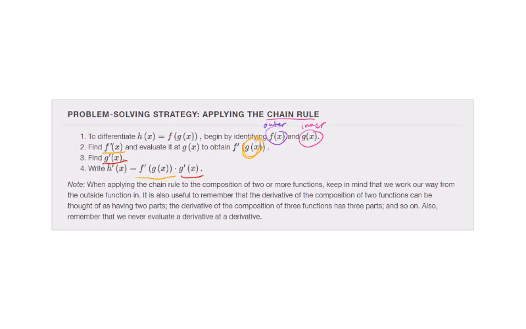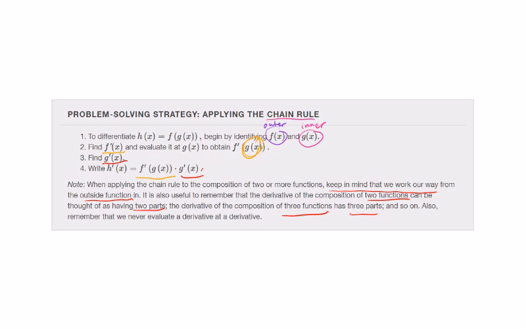All right. And so we go outside in for the most part. So here it says, keep in mind that we work our way from the outside function in. Okay. So we go outer to inner, and so think of it as if we have a composition of two functions, then we have two parts. We'll talk about a third iteration later on where we have three parts. If we have three functions that are composed, then the chain rule will have three parts, right? We'll have another times h prime of x, or something like that.